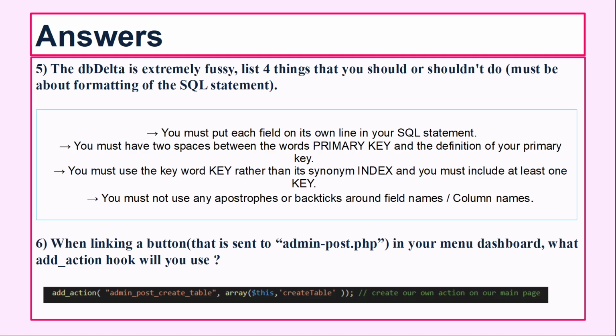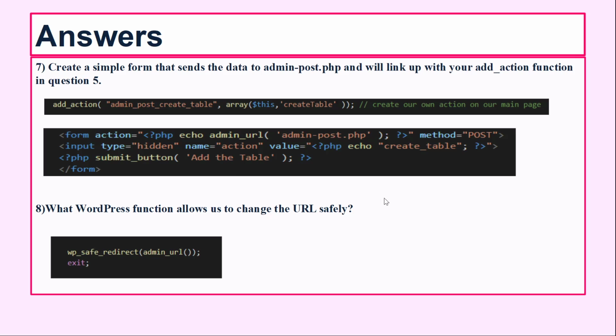So the database delta is a little fussy. It's a bit picky in how you write your SQL statements. So there's a couple of things that you need to remember. Always put each field in its own line. You must have 2 spaces between the primary key and the definition of that. You must use key instead of indexed, and you should not use any quotation marks or anything around your field names and column names.